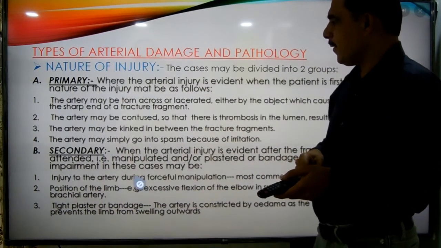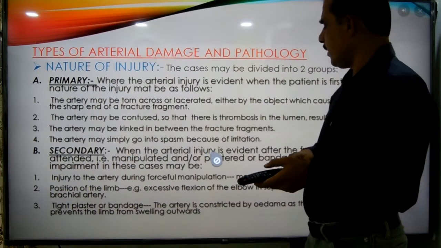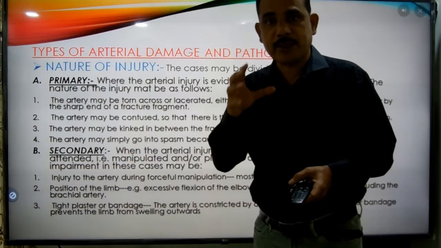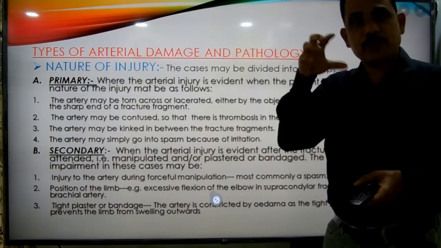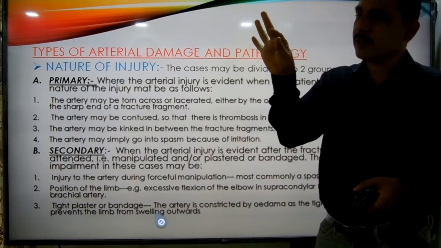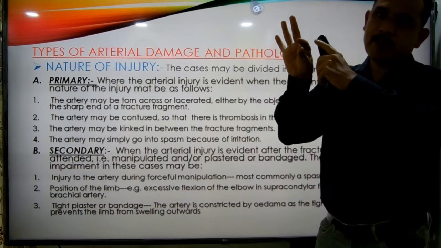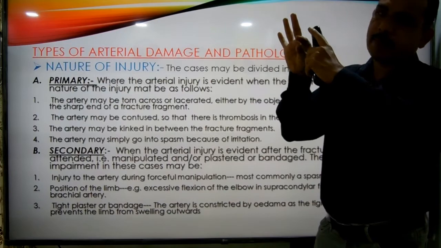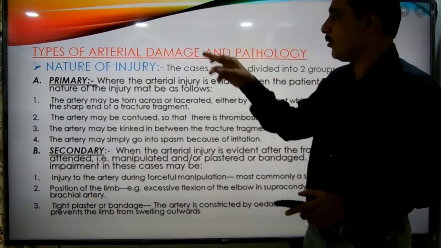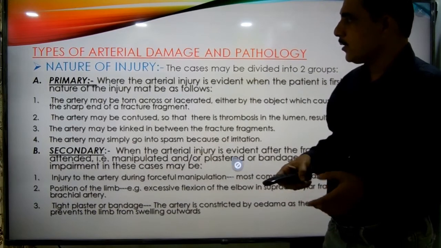Then the artery may simply go into spasm because of irritation. Due to some irritation, either injury or a chemical, the artery undergoes spasm. When the artery undergoes spasm, it diminishes the lumen, and what happens? Impaired blood supply to the distal part, resulting in Volkmann's ischemic contracture. So that is the primary.